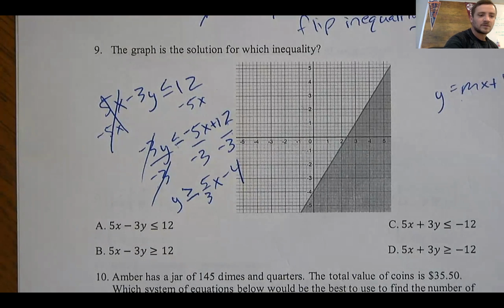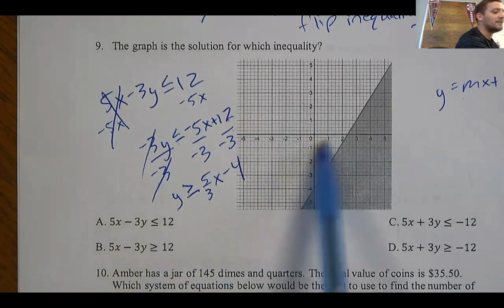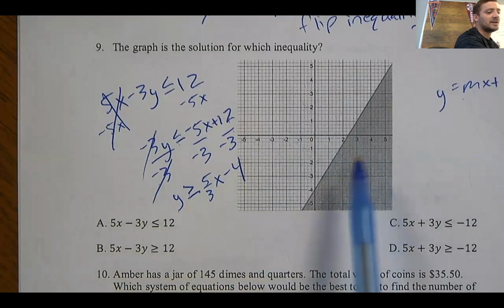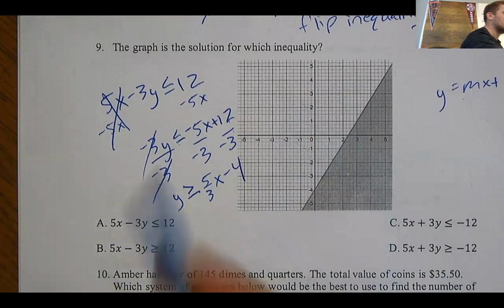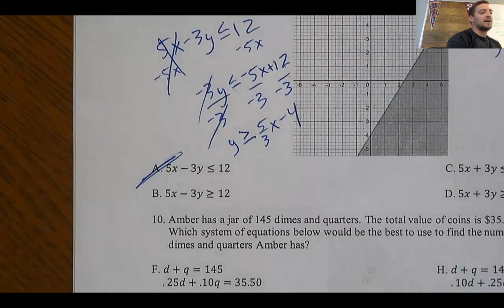And here's why. It says y is greater. And if we want to shade greater, that means we need to shade above the line. This is shaded below. So answer choice A is out. Okay, got to do it for answer choice B now.